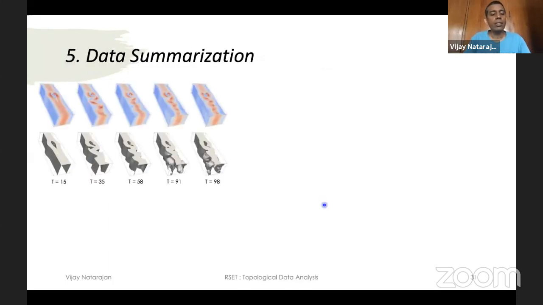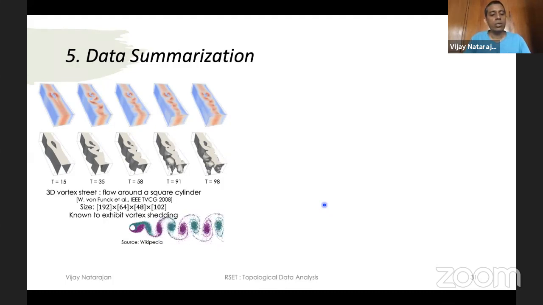Final application is again the same flow that we saw earlier, right? So this is the flow that we saw, right? This flow is time-varying data. It was available over 102 time steps and in 3D, right? So this is the actual data size. We are able to find interesting phases in this data using topological analysis.